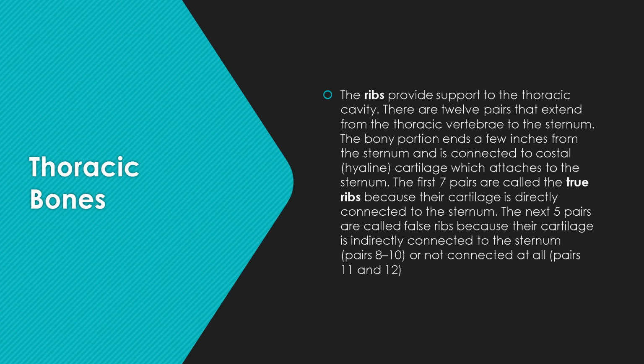Now there are 12 pairs of ribs. These are labeled 1 to 12 from the superior to inferior, and they increase in rib length up to rib 7, and then from 7 to 12 they decrease in length.